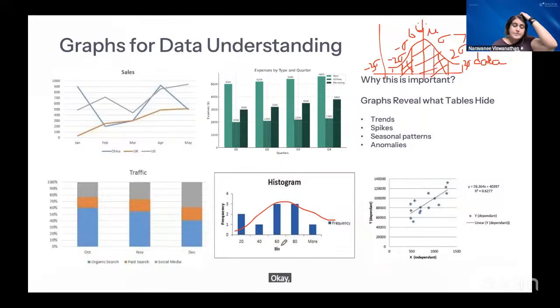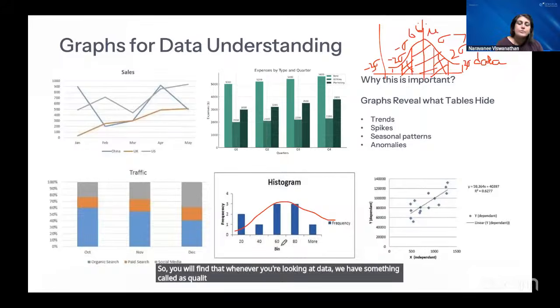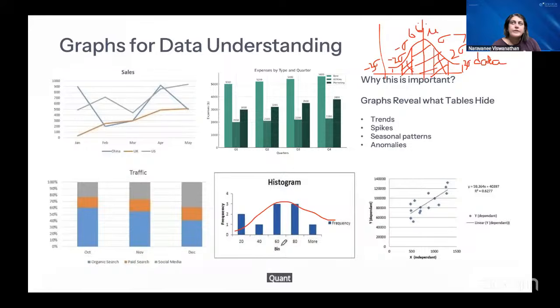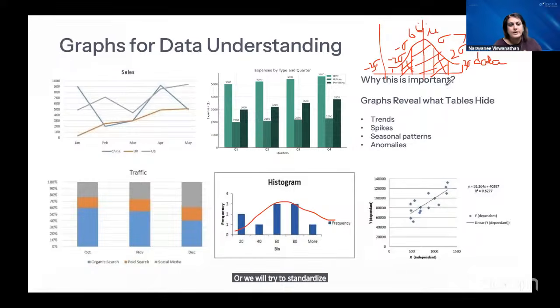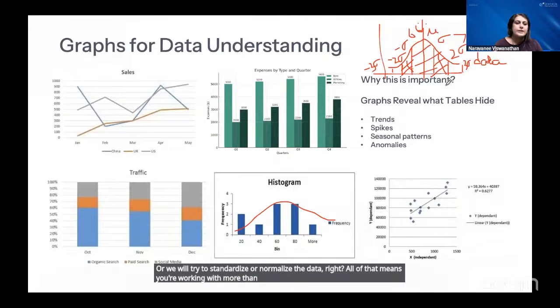Okay, why is this important? Whenever you are looking at data, we have something called qualitative data and something called quantitative data. Quantitative data generally should be more than 30. This is also the reason we will generally check whether the data is normally distributed, or we will try to standardize or normalize the data, right? All of that means you're working with more than 30 data points.